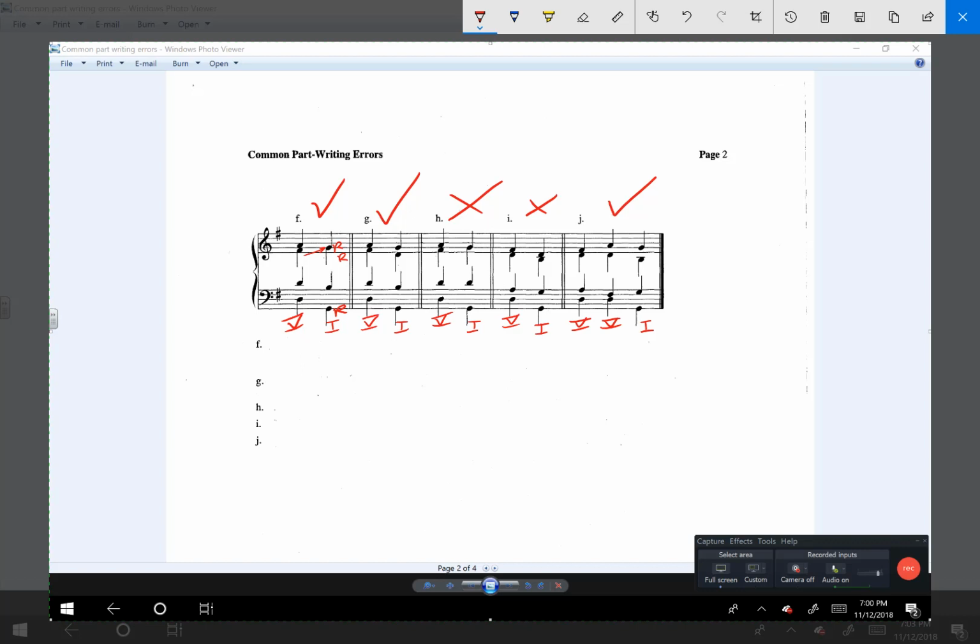Let's talk about G. Notice in G right here that we have an unresolved leading tone. Right here is the leading tone, F sharp. F sharp leading tone is a tendency tone, an active tone that wants to go and travel to Do or tonic. In this case, it's acceptable because it's in an inner voice, the alto. So that's why G is good.